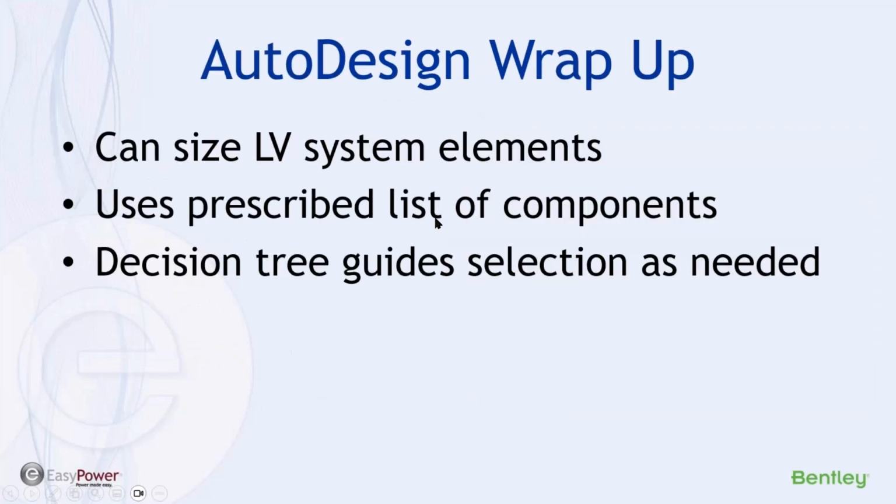So basically, the AutoDesign can size low voltage system elements that use a prescribed list of components that I can control or that can be modified, and then controls of the decision tree will guide the selection as needed.